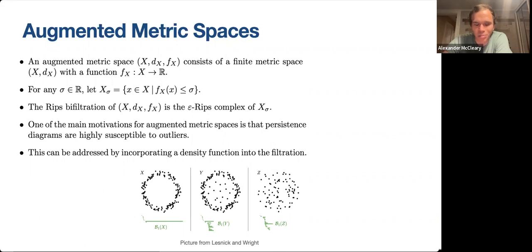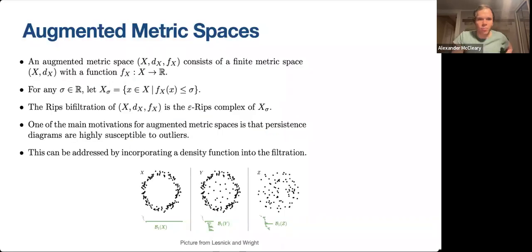And finally, in the barcode for Z, Z is pretty much randomly sampled points. And in fact, the longest bar in the barcode for Z is roughly the same as the longest bar in the barcode for Y. So the barcodes are not really able to tell these two data sets apart here, even though with our eyes, we can see that Y looks like it should be a circle with some noise. The persistence diagrams can't tell us that. And so this is why we want to incorporate a density parameter into filtrations.